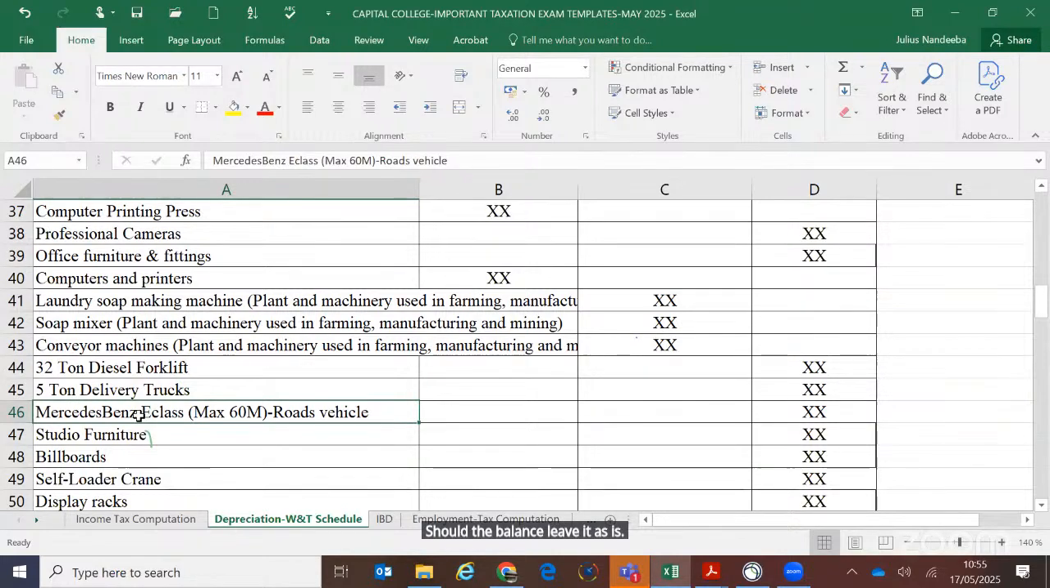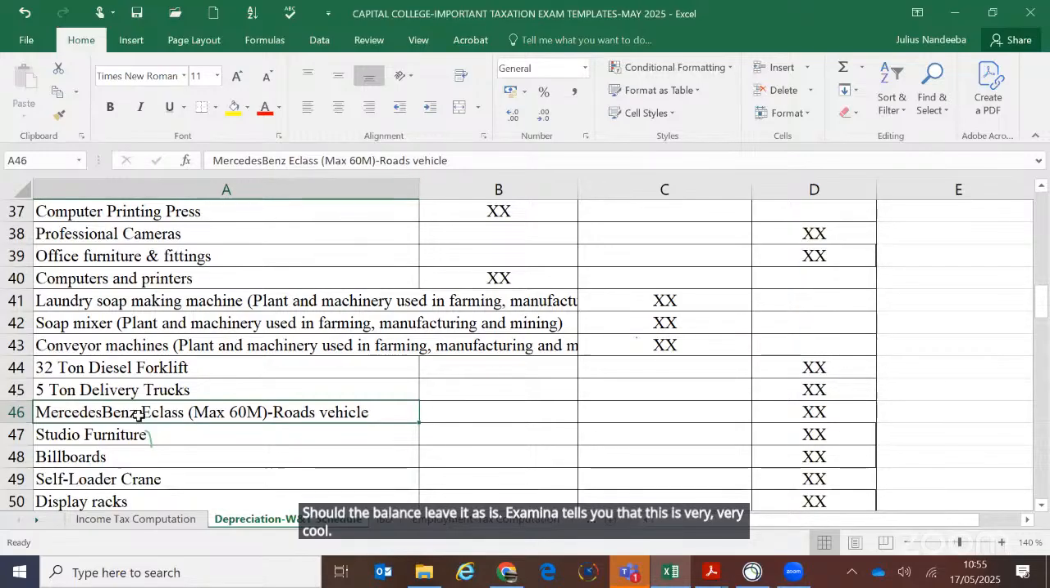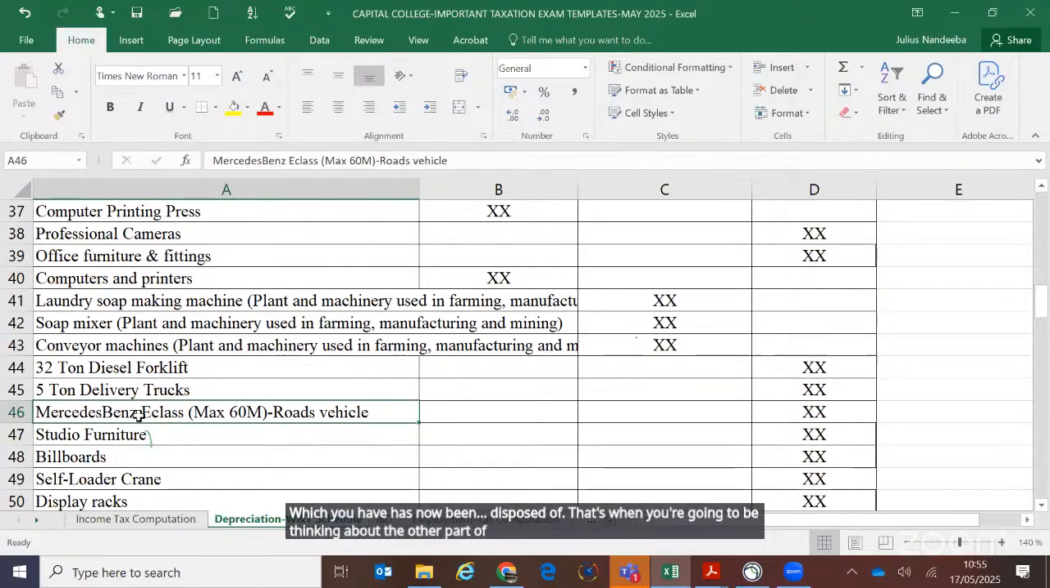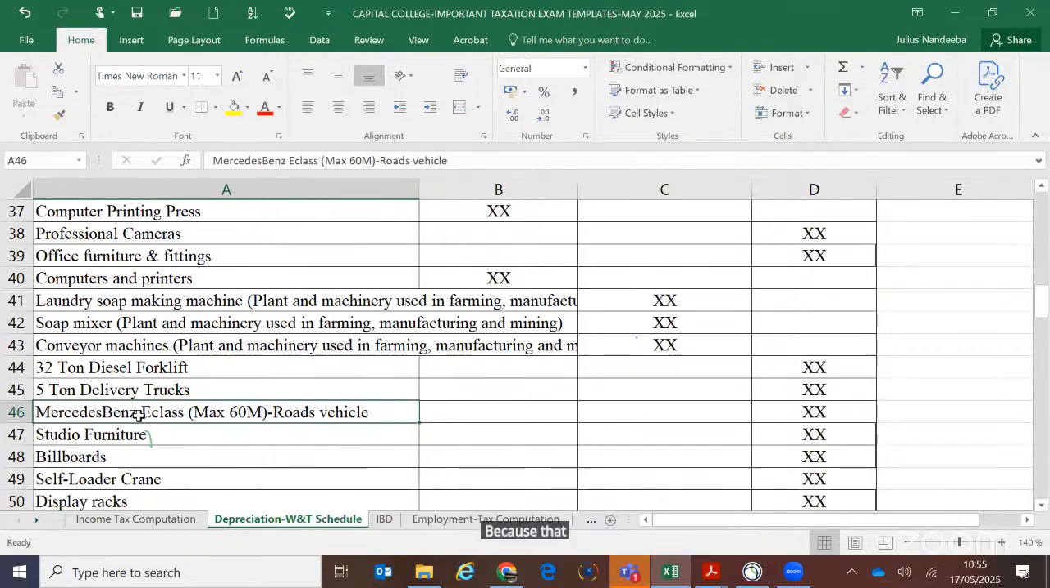Unless the examiner tells you that this very vehicle which you have has now been disposed of, that's when you're going to be thinking about the other part of the asset that you put aside. Because that other part of the asset that you put aside is called a business asset, where you're now required to calculate capital gains on it because it has been disposed of. So I'll come back to that.